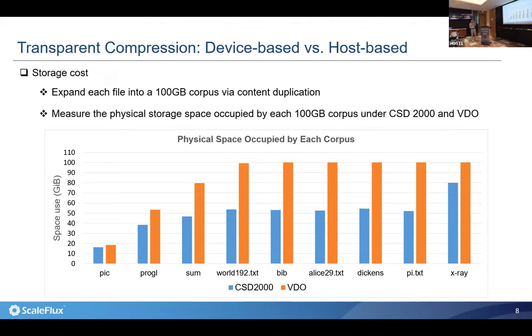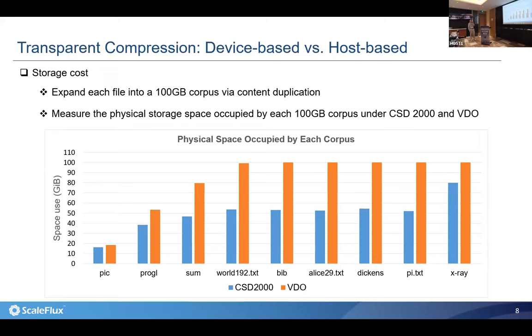Remember, the compression ratios of these files are listed from high to low in the previous figure. And we can see that when the compression ratio is very high or very low, the difference between the physical space use in these two categories is not that significant. But for those compression ratios located in the middle range, the gap is very large. This is because in Linux VDO, there are many holes in the physical storage space, and the compressed data blocks cannot be arranged byte by byte inside the storage space.